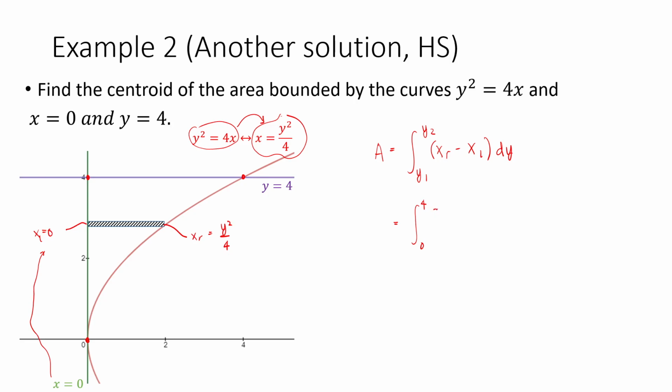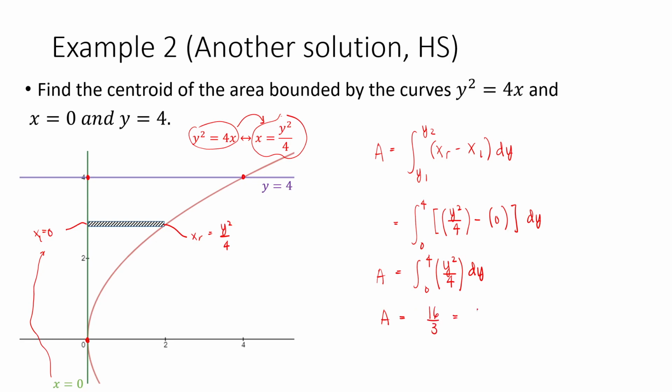Anyway, x right is, again, the right portion is the red graph, so this is y squared over 4 minus x left, so notice that it's 0, so minus 0. So area is equal to, if we try to simplify this even further, what's left is y squared over 4 dy. Right? Super simplified compared to the earlier answer. So this is 16 over 3 still.